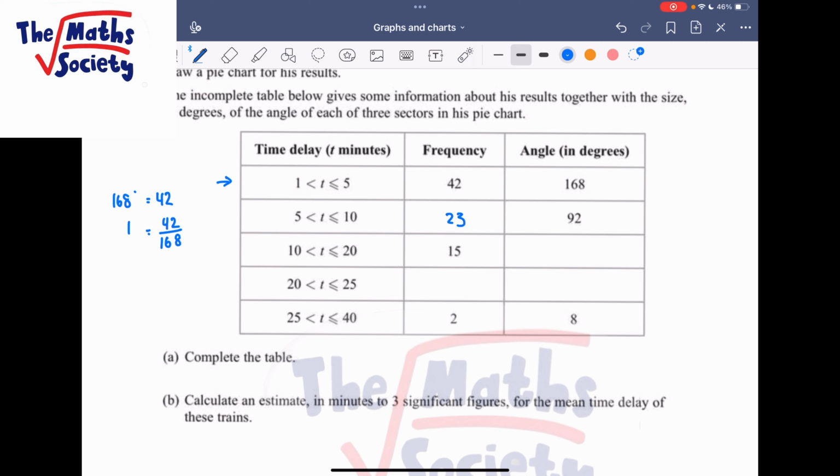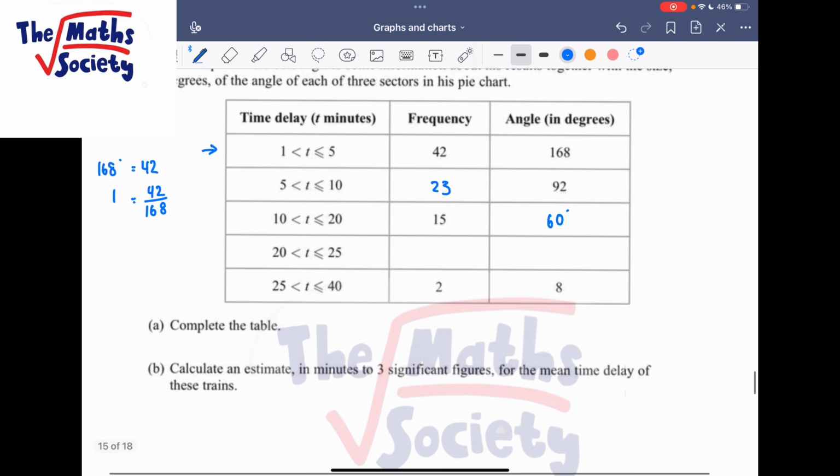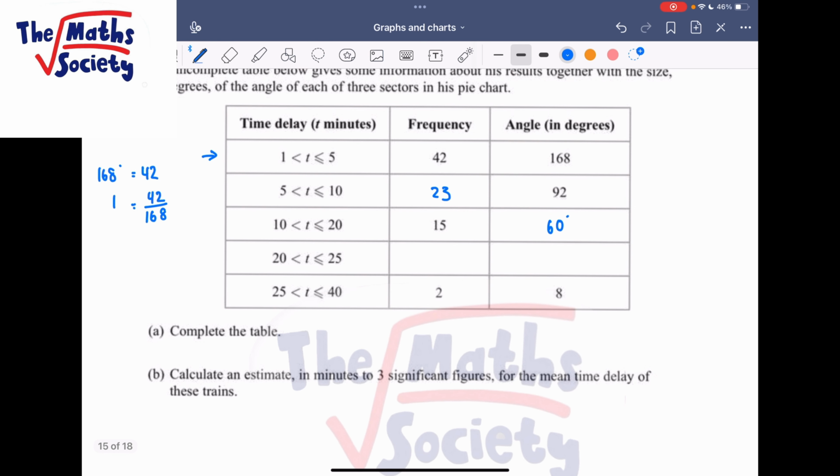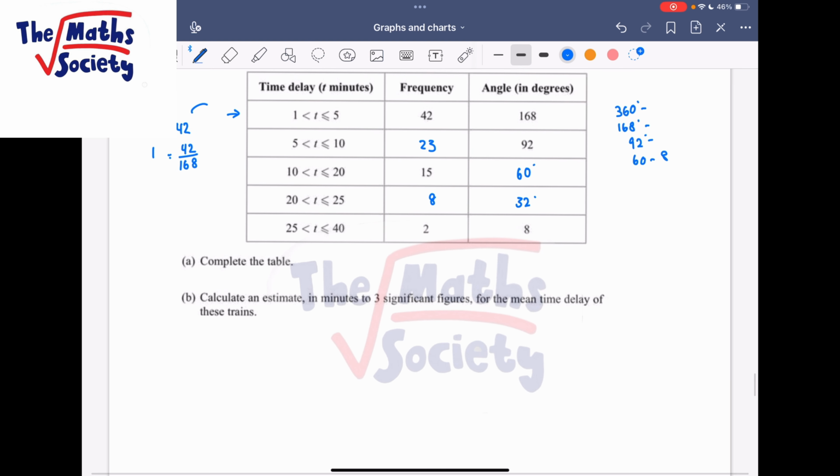And vice versa, if it's 15, you get 60 degrees. And then here's 2 and 8. So did they give you a total frequency? Oh, but you can find the total angles with it. So that should be 360 degrees minus 168 minus 92 minus 60 minus 8. So you should end up with 32 degrees. And using that 32 degrees, go back here and just convert it back to frequency, where you should get an answer of 8. And it says calculate an estimate in minutes, so the mean as well.